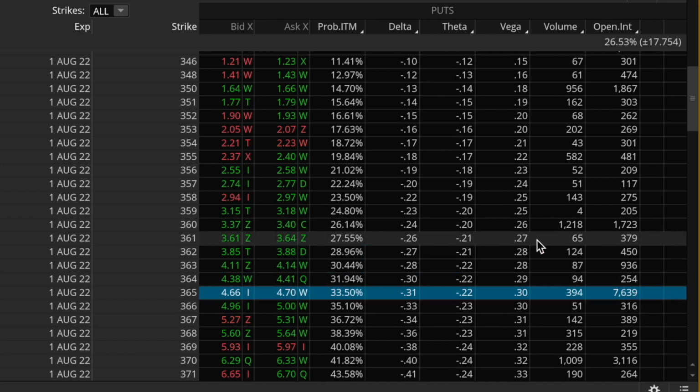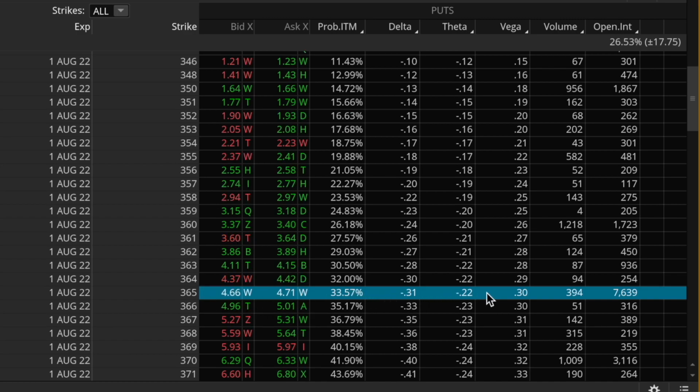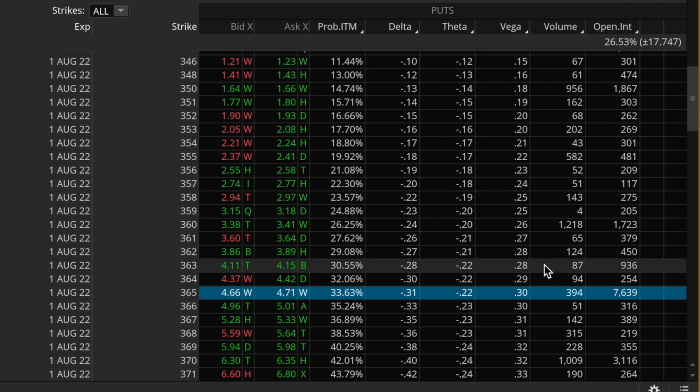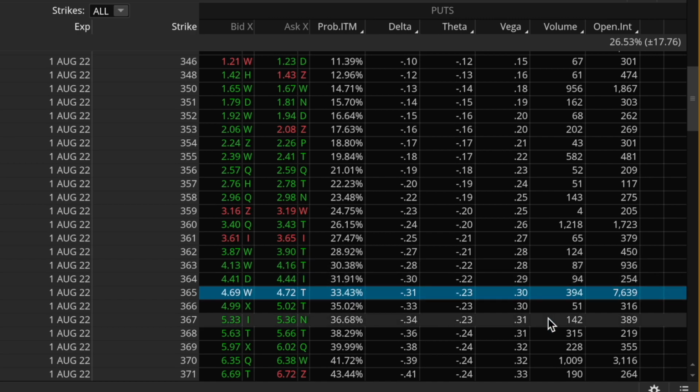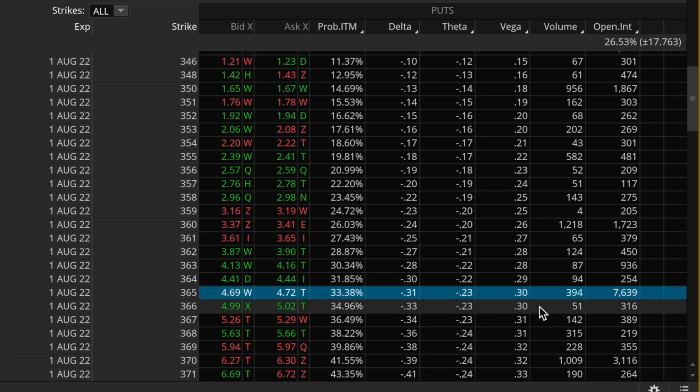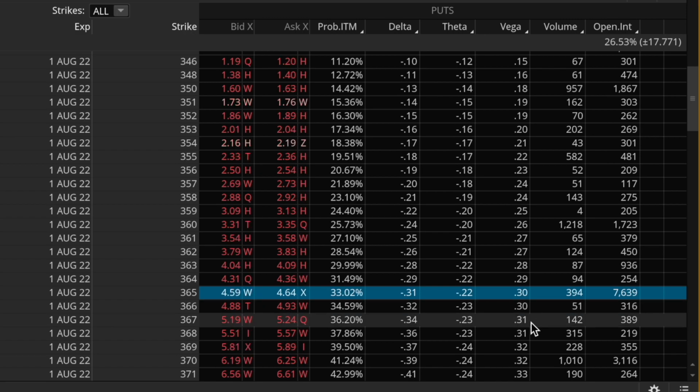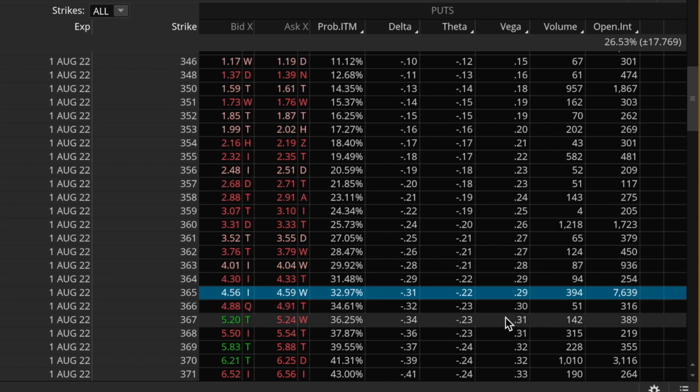So in this case here with our 365 short put option in the August 1st cycle, if implied volatility for SPY goes up by 1%, then the price of this put option will also increase by about 30 cents on a per share basis. And then conversely, if implied volatility goes down by 1%, then the put option here will also go down by about 30 cents. Now that being said, the key here about vega is that options with further expiration cycles will have larger vega values.